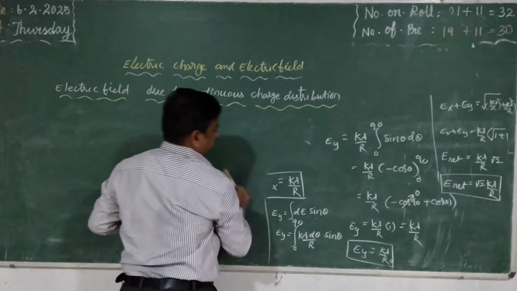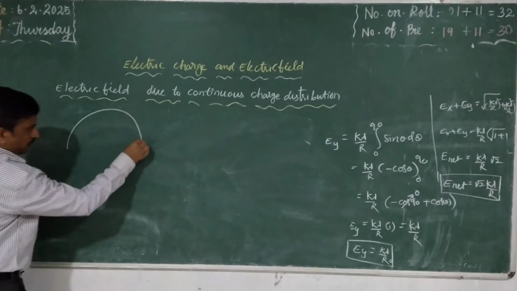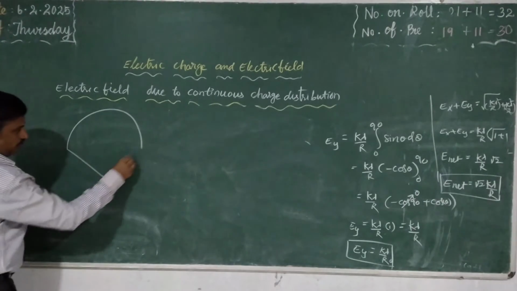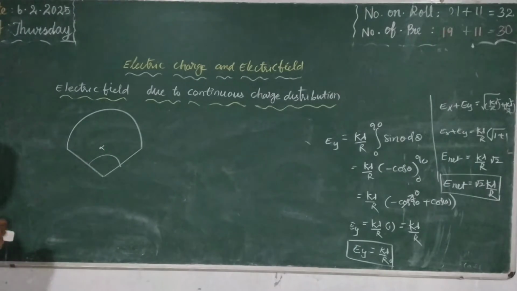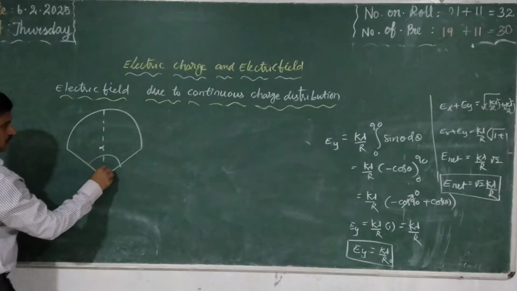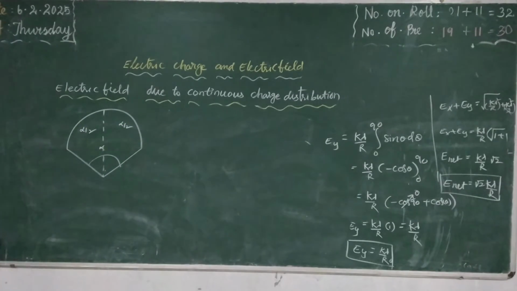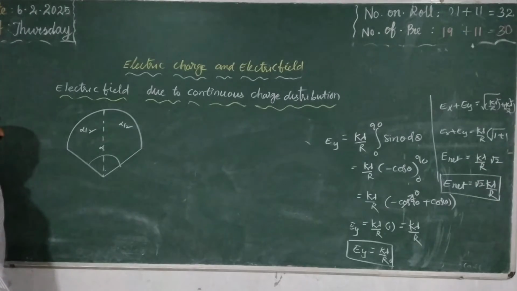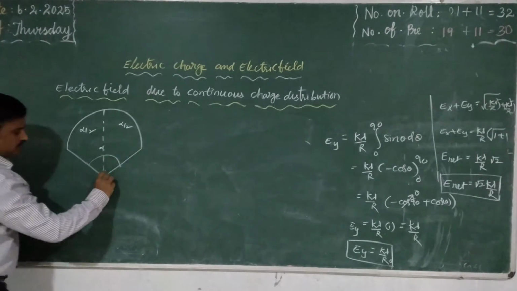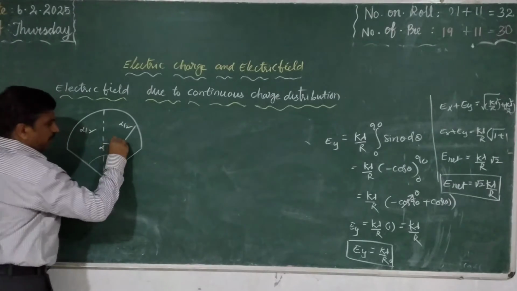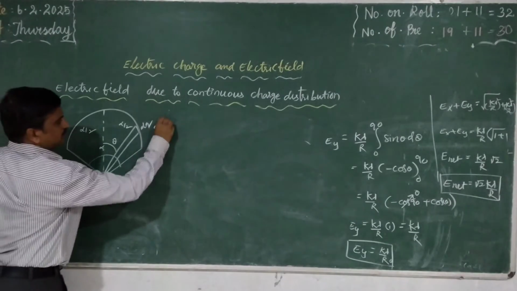Here, first we can take it like this. This is making some angle here. This angle is alpha. We can draw a line in the middle. This is alpha by 2, and this part is also alpha by 2. On this side, we take a theta angle from here. This is a theta angle. We can cut a small part. This is a dq, its length is dl.